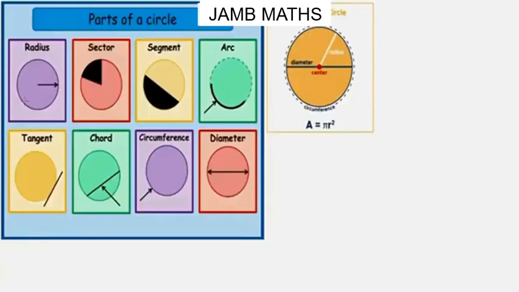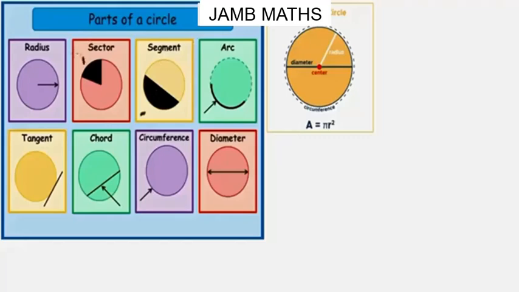As you can see in this diagram, this is the radius of the circle. This arrow indicates the radius of a circle. Now the radius of a circle is simply the distance from the center of a circle to any point on the circumference of a circle. Now here we have the sector of a circle. This shaded area is the sector of a circle. This dark shaded area, alright, here is the segment of a circle.